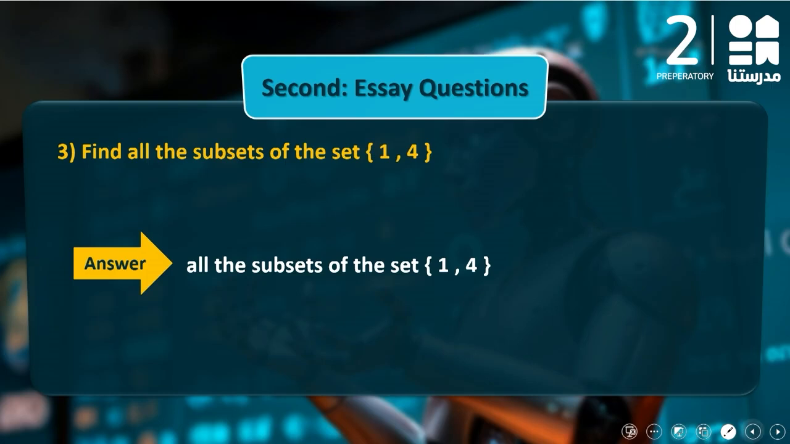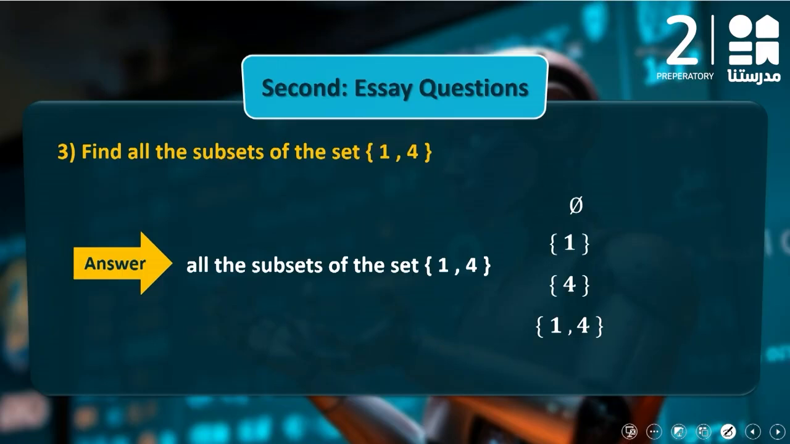To find the subsets, first we say that phi is a subset of any set, and the element 1, we can take this element and put it between set brackets. So we have the set {1} is a subset of the set {1, 4}. The set consisting of 4, this is a subset of this set. And the last one, the set itself, {1, 4}.